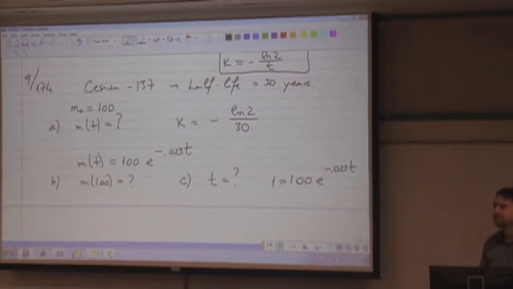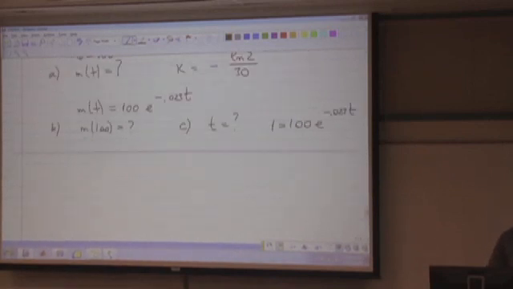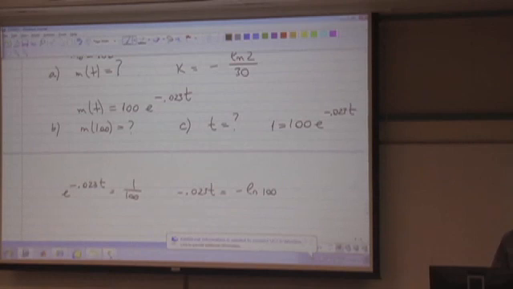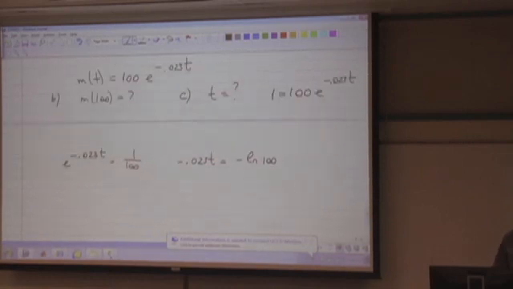Yeah? Yes? So doing our homework, how far do you want us to go? Oh, you actually have to figure out what the actual number is. So basically the idea is that e^(-0.023 t) is equal to 1 over 100. So minus 0.023 t is minus ln of 100. Well, it's ln of 1 over 100.